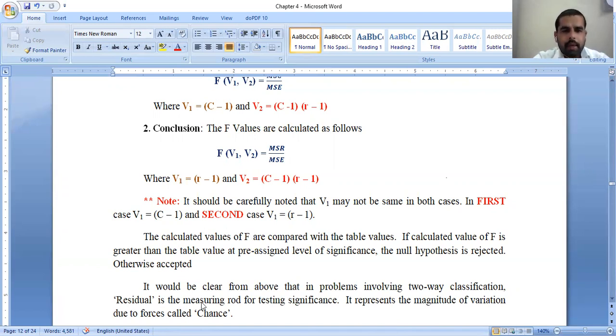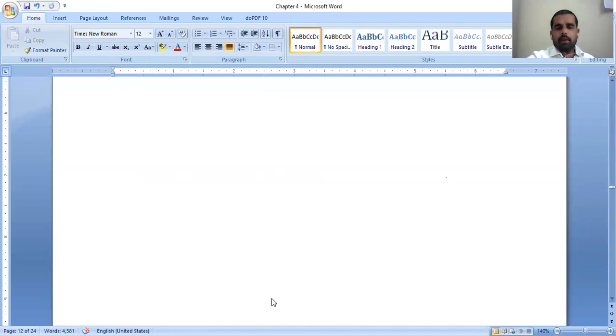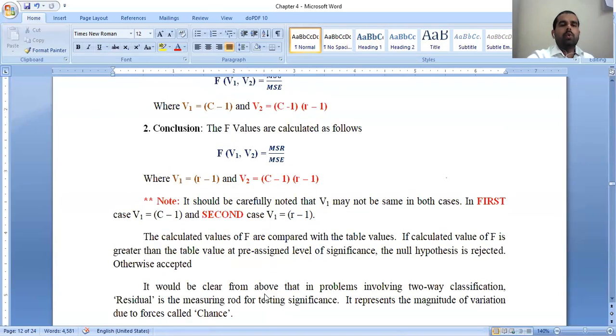Then it would be clear from the above that in problems involving two-way classification, the residual is a measuring rod for testing significance. It represents the magnitude of variation due to chance. Residual or error is a measuring rod. I think you got the idea regarding two-way classification. In the next class, we are going to start the problem part of the two-way classification model. Compared with one-way classification, there are some small changes, but it is also a good and easy problem.